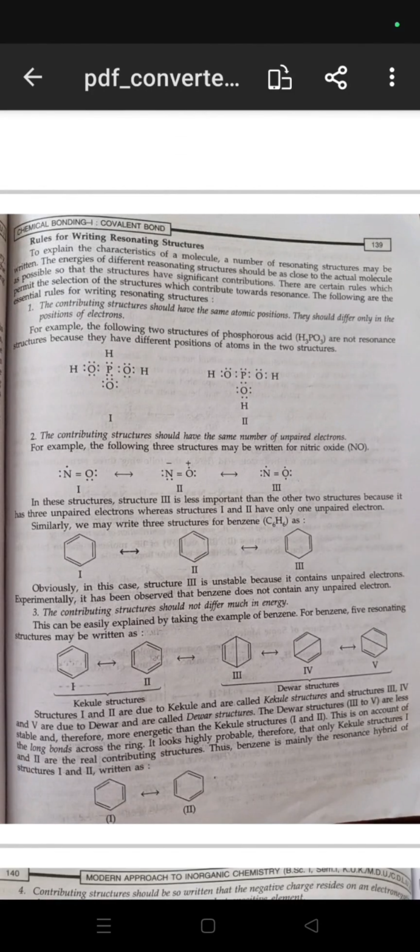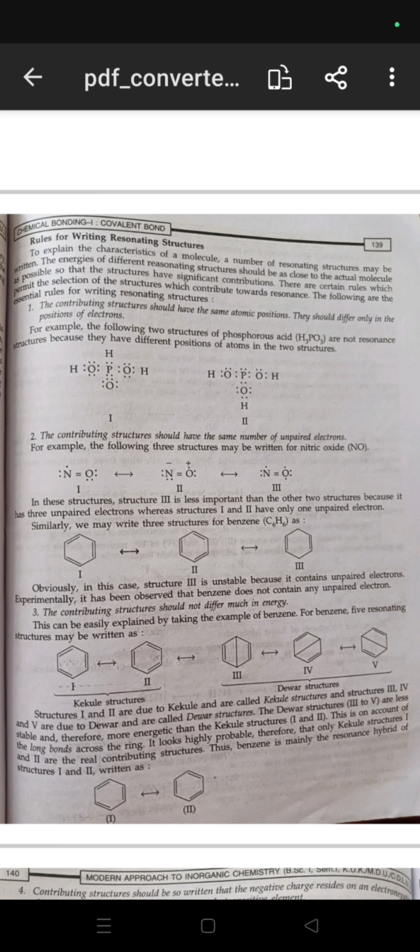Rules for writing resonating structures. To explain the characteristics of a molecule, a number of resonating structures may be written. The energies of different resonating structures should be as close to the actual molecule as possible so that the structures have significant contributions. There are certain rules which permit the selection of the structures which contribute toward resonance. The following are the essential rules for writing resonance structures.